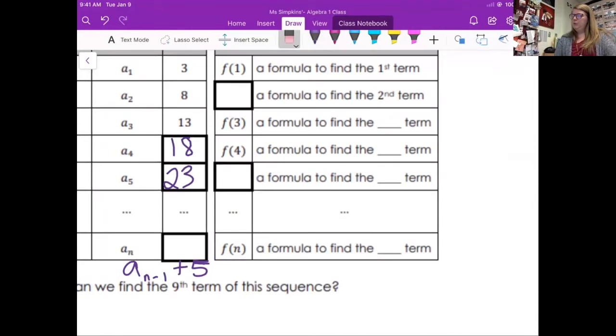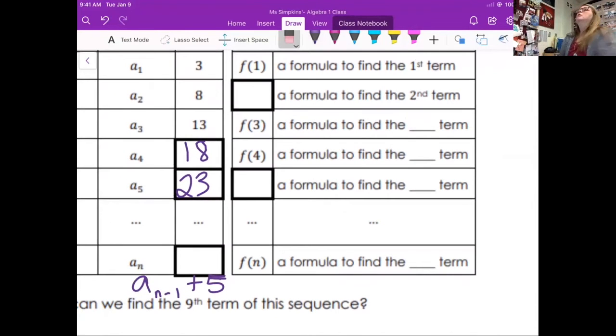We could also use function notation. So f of 1 is the first term. F of 2 would obviously be the second term. F of 3 represents the third term. F of 4 would be the fourth term. F of 5 would be the fifth term. And then F of n would be the nth term.